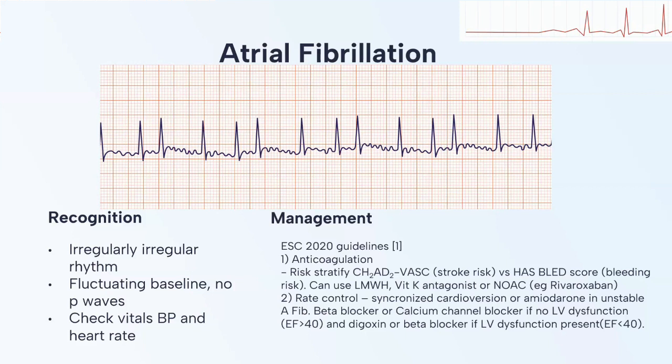If you do have an unstable patient, you'd want to cardiovert with synchronized cardioversion. There'll be a slide showing how to do that later on. Or you can use amiodarone to chemically cardiovert. If your patient is stable, you want to give them either beta blockers or calcium channel blockers if there's no LV dysfunction, so if they have an ejection fraction of more than 40. Or you can use digoxin and beta blockers if there's LV dysfunction with an ejection fraction of less than 40.